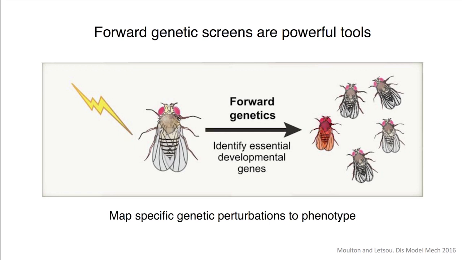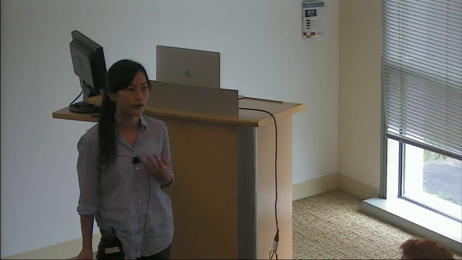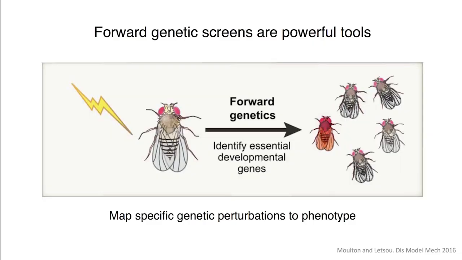Forward genetic screens are very powerful tools for mapping specific genetic perturbations to a phenotype of interest. Generally, this involves perturbing many genes at once, selecting for the phenotype of interest, and then mapping the phenotype back to the genotype and figuring out which gene actually produced the phenotype. Traditionally, this was done by chemically mutagenizing flies, selecting the fly with a very interesting phenotype, like in this case, the red one, and then going back and trying to figure out which gene caused the phenotype. However, this was very difficult because it's hard to figure out which gene out of the entire genome of the fly led to the phenotype of interest.